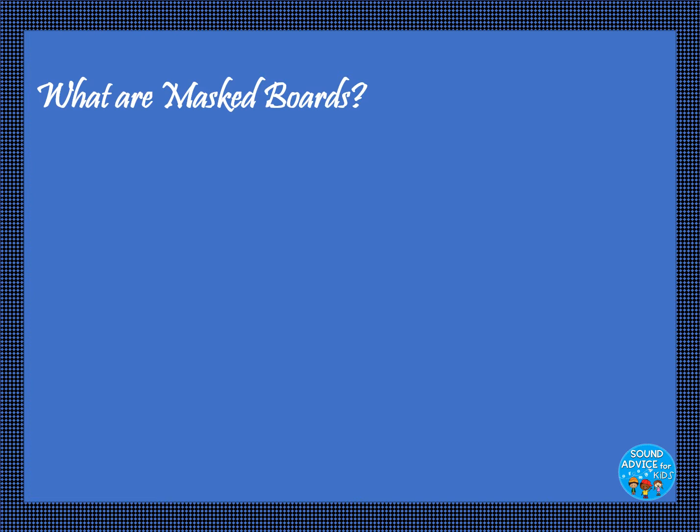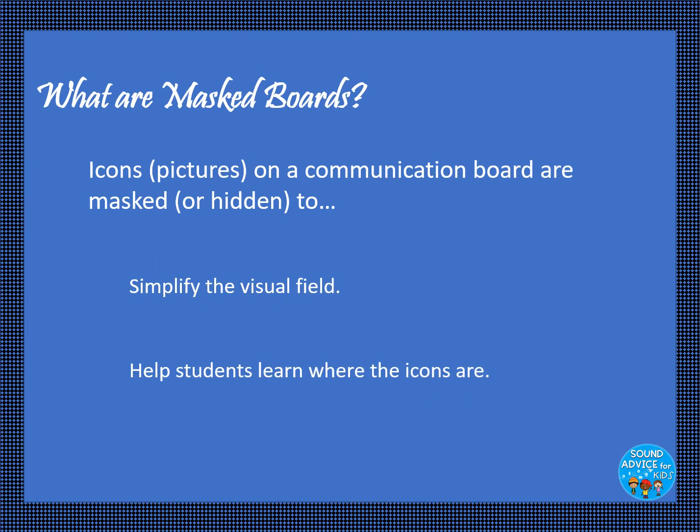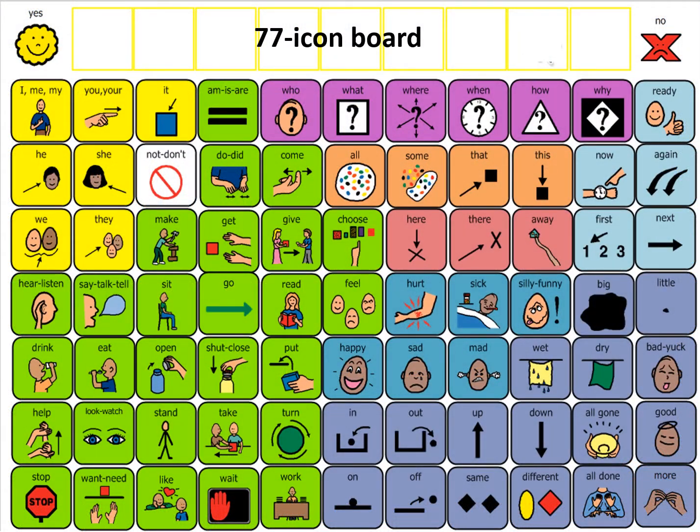The core vocabulary boards that I like to use are called masked boards. And they're boards that start with a full slate of words on one page, but then some of the icons are masked as you remove some of the icons to make it easier for a student to visually scan and to learn where the words are. So let's move on to this one.